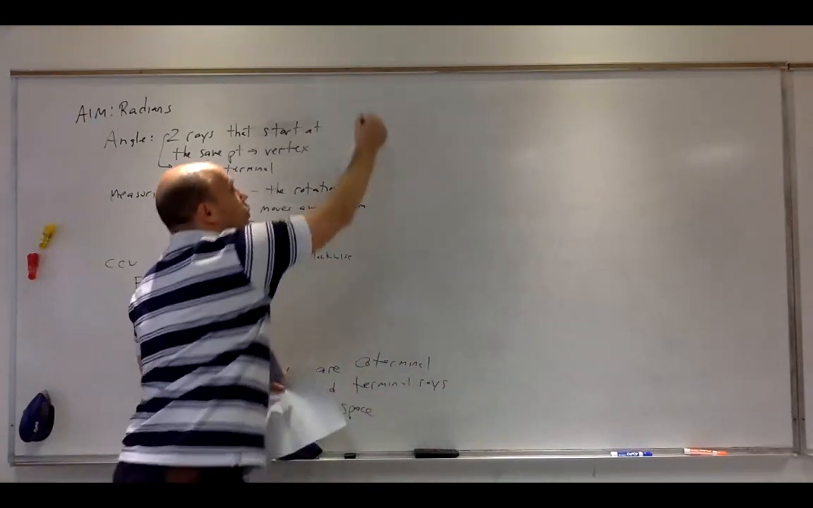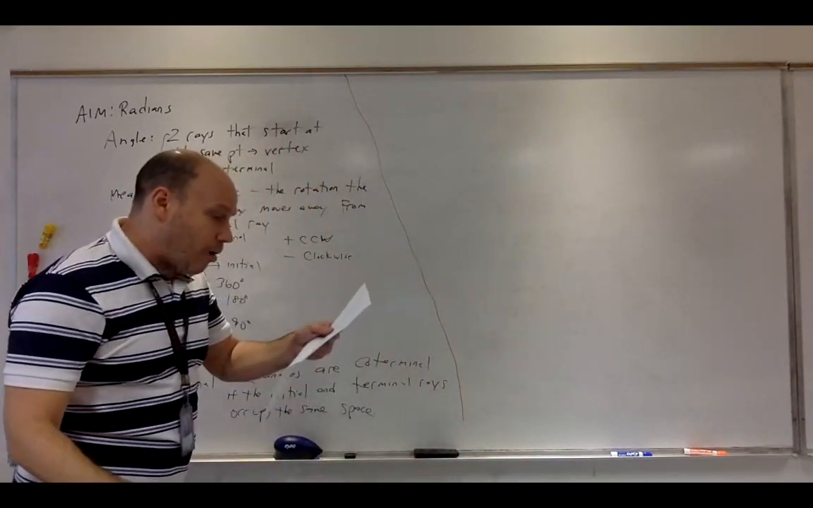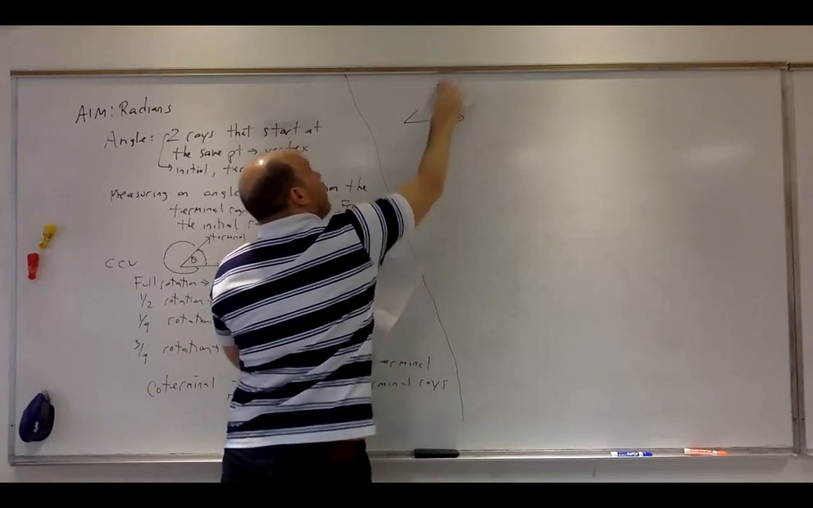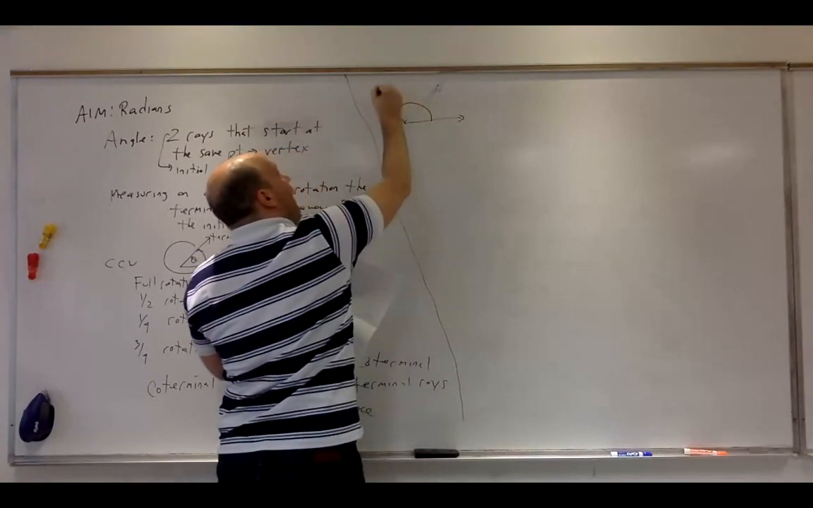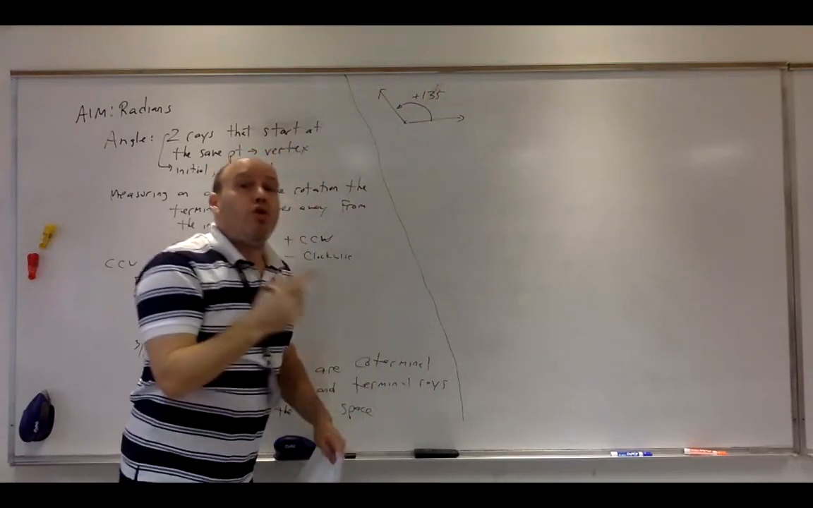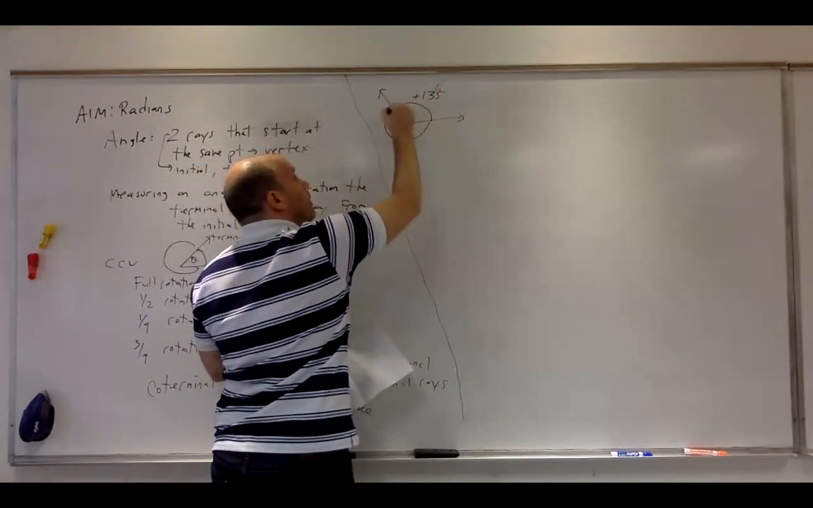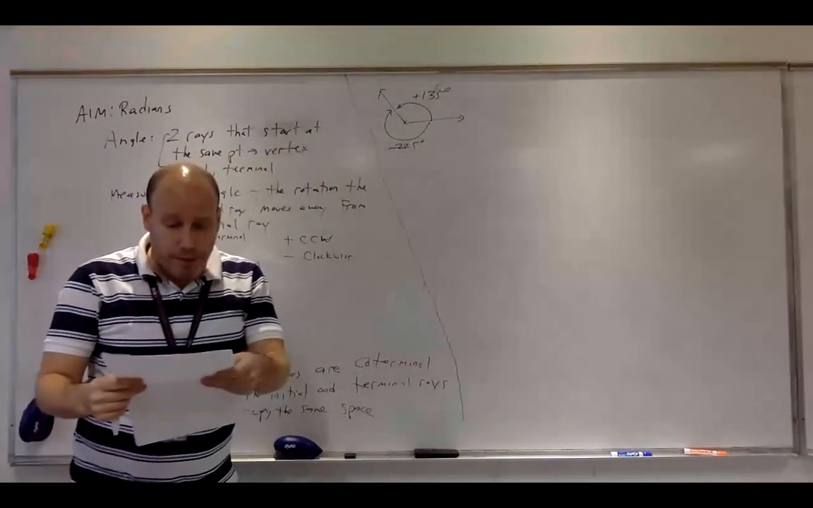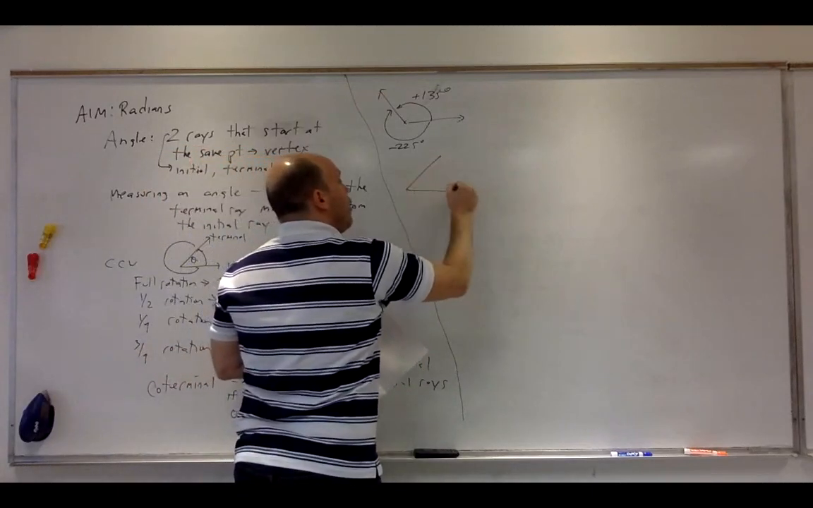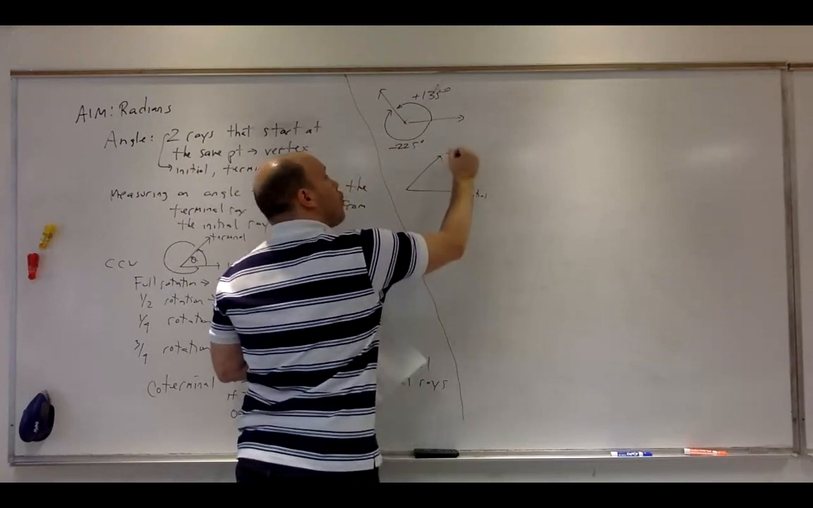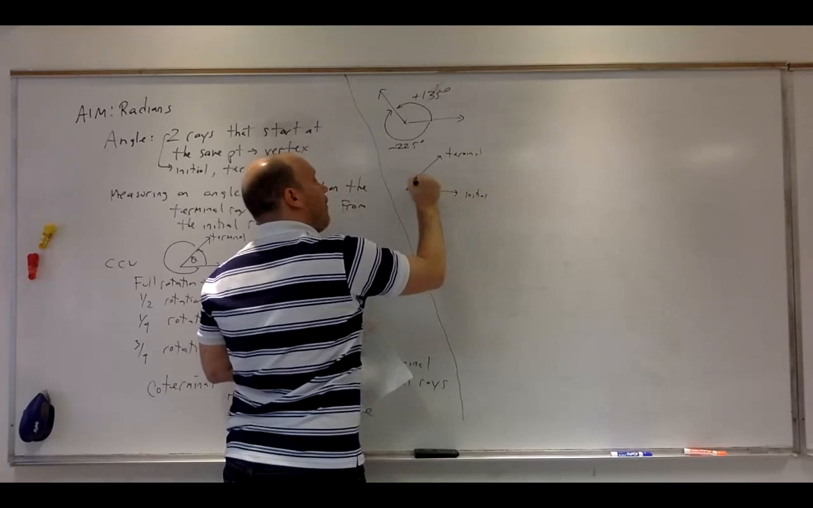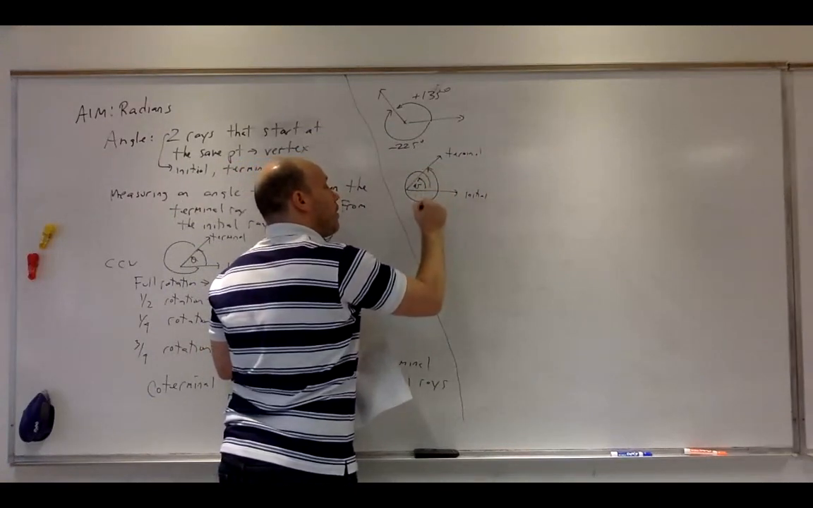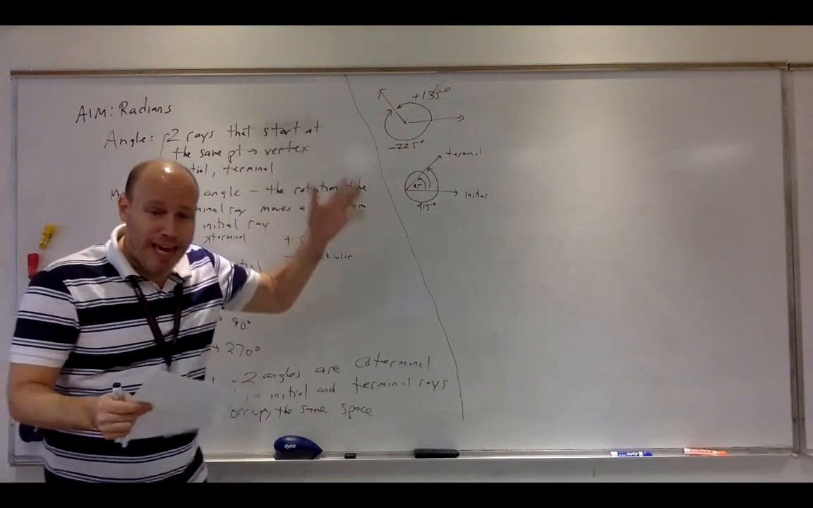So for example, this is an initial ray, and this is the terminal ray. This angle is a positive 135 degrees, but you could also say, if I went clockwise, negative 225 degrees. It's the same angle. Once again, the initial and terminal occupy the same space. You could also say, for example, here's your initial, here's your terminal, and 45 degrees is coterminal with 415 degrees because they're at the same place.